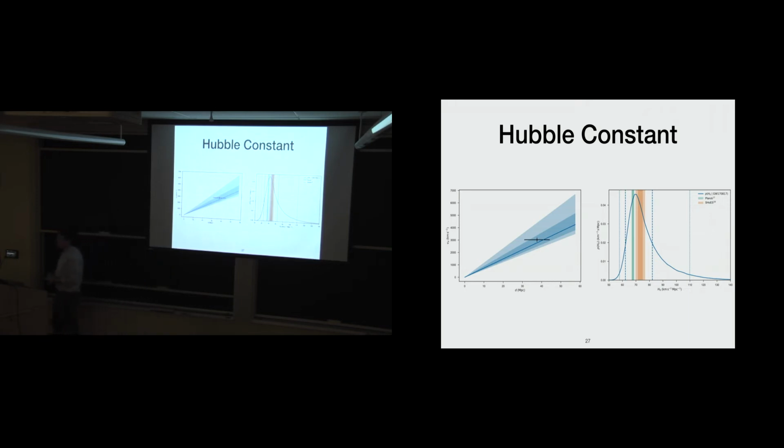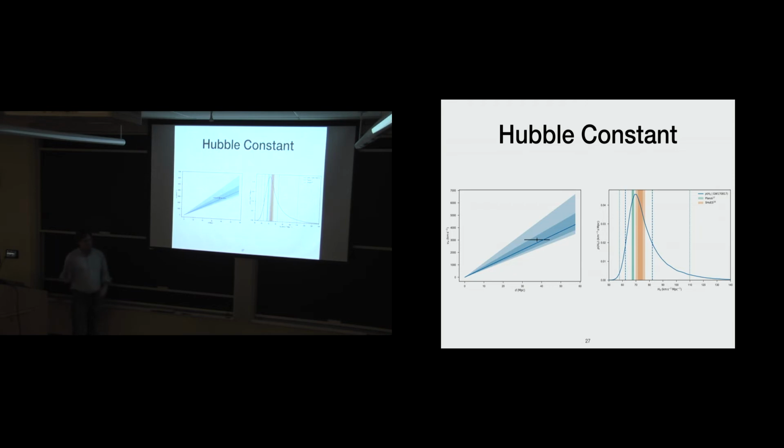Now, if you translate our uncertainties into an uncertainty on the Hubble constant, it's actually, in the context of 21st century astronomy, a pretty crap measurement. Okay, this is the probability distribution for the Hubble constant, and the 1 sigma width is 7 to 10 kilometers per second per megaparsec.